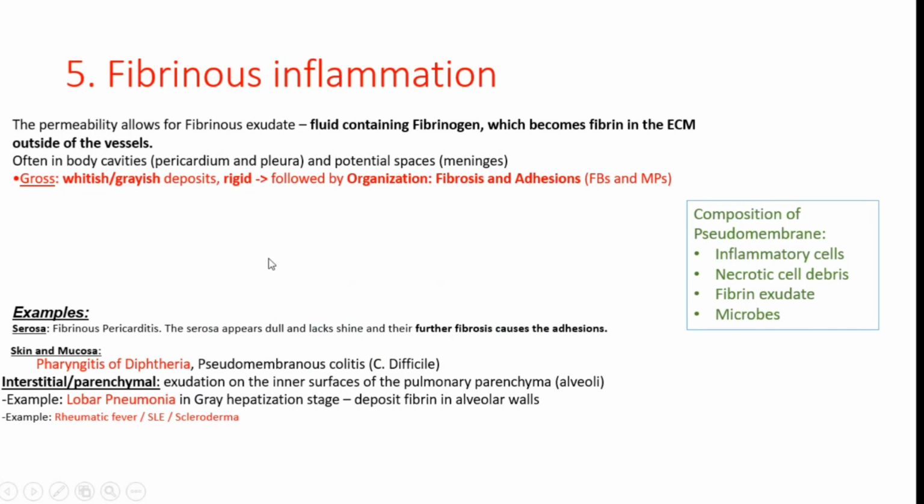Well, fibrinous exudate is when the permeability of the vessel is so much that it allows a fluid containing fibrinogen to come out of the vessel basically, and become part of the extracellular matrix, and it becomes fibrin over there. It often happens in the body cavities, in the pericardium or pleura, but also in meninges, for example. How does it look morphologically and microscopically?